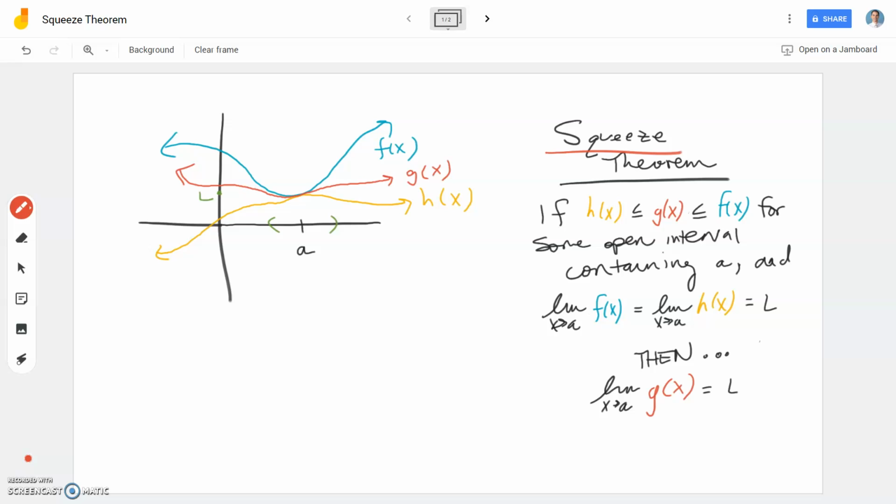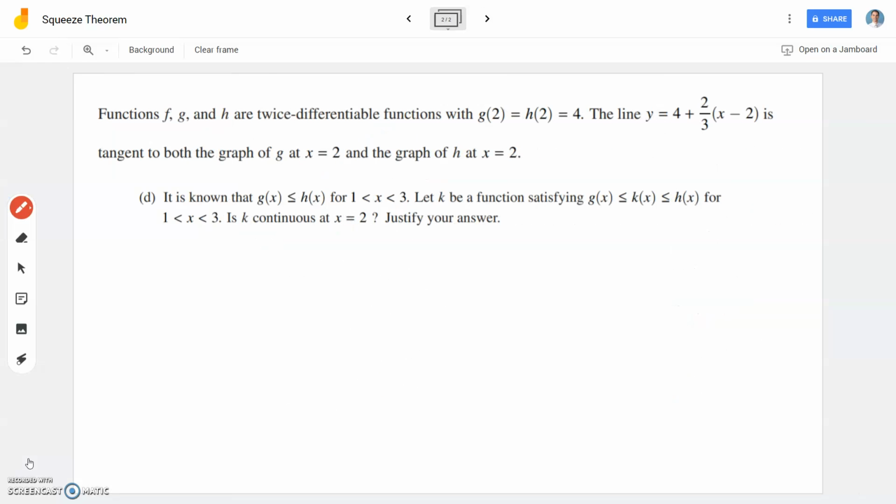Now let's take a look at how to apply this theorem in the context of an AP problem. I've pulled here the stem of an AP problem, and actually we only need the first sentence of the stem, so we can kind of ignore this part. This part was relevant in the other parts of the problem, but not so much in part D, which we're going to talk about here. It tells us that the functions f, g, and h are twice differentiable. It's very important language there, and that g of 2 and h of 2 are both equal to 4.